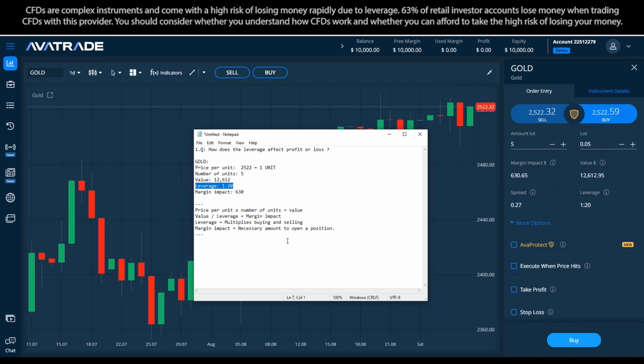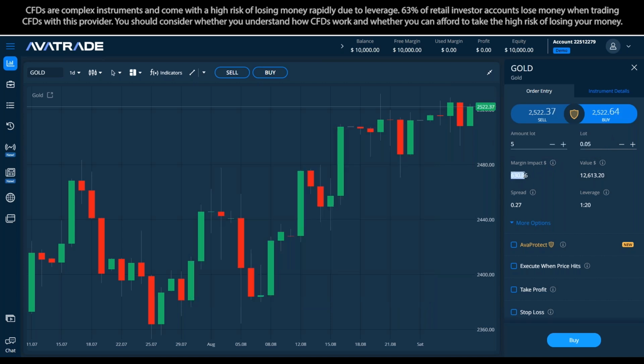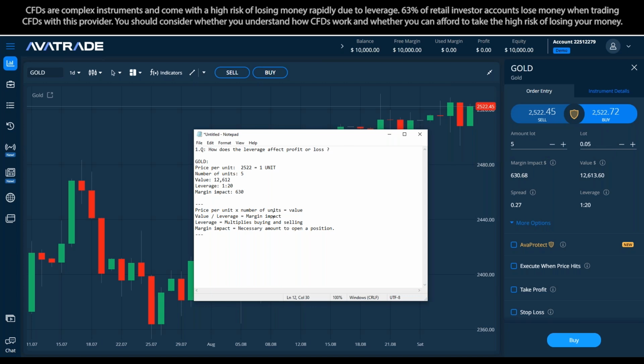The leverage 1 to 20, what it does, it multiplies buying and selling. Okay, so it multiplies my ability. And this is how I can take this position with only 630 instead of 12,000, which I couldn't take without the leverage, right? Okay, so we understand that.